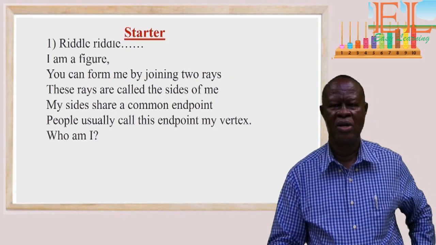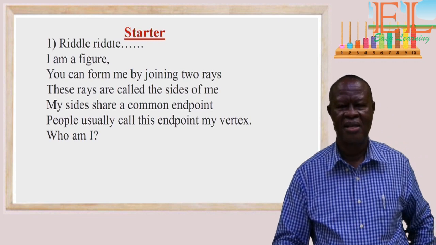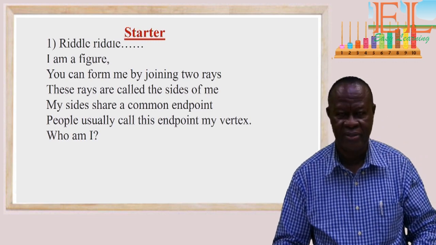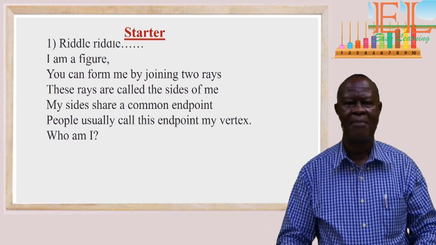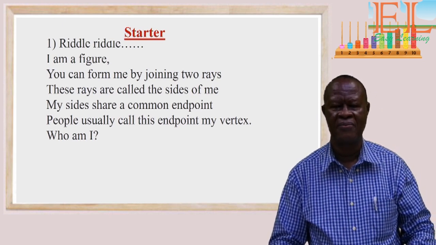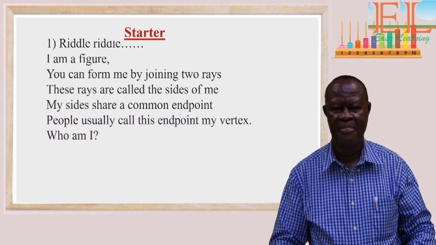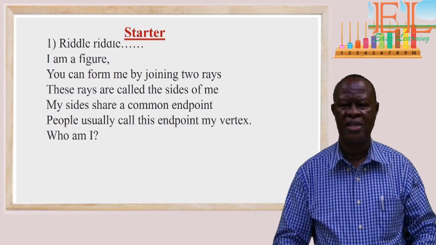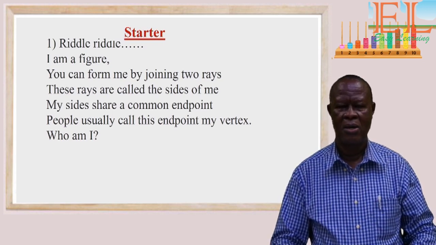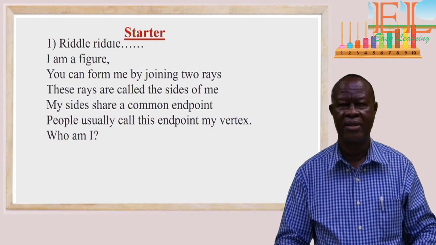We start to motivate the class, to make the class interesting and reduce tension, with a riddle. Riddle. I am a figure. You can form me by joining two rays. These rays are called the sides of me. My sides share a common point. People usually call this endpoint my vertex. Who am I?